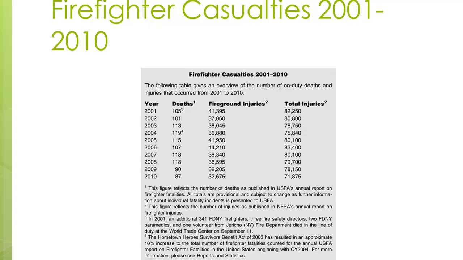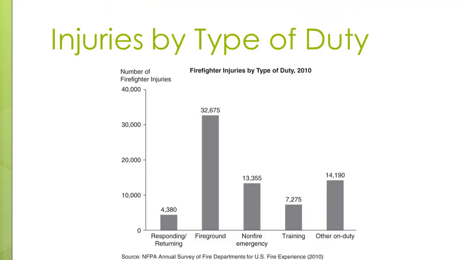You can look at it again in your book. And here are your injuries, and you can see that the majority of injuries happen on the fireground. But what's more concerning than that is the number of injuries that occur on responding and returning to the station. We shouldn't have that many injuries. We should have a very minimal amount. Look at the number of non-fire emergency injuries, the training injuries.